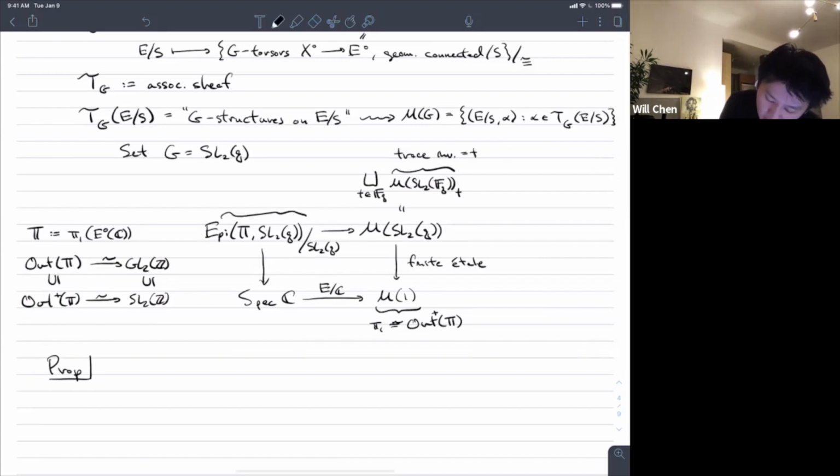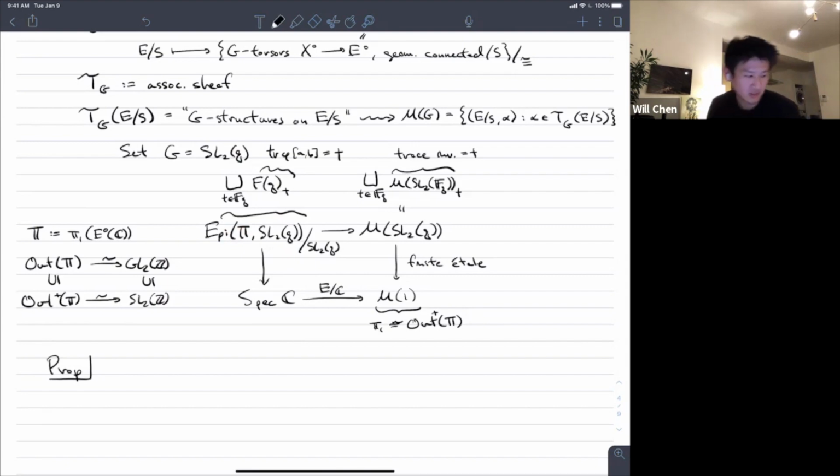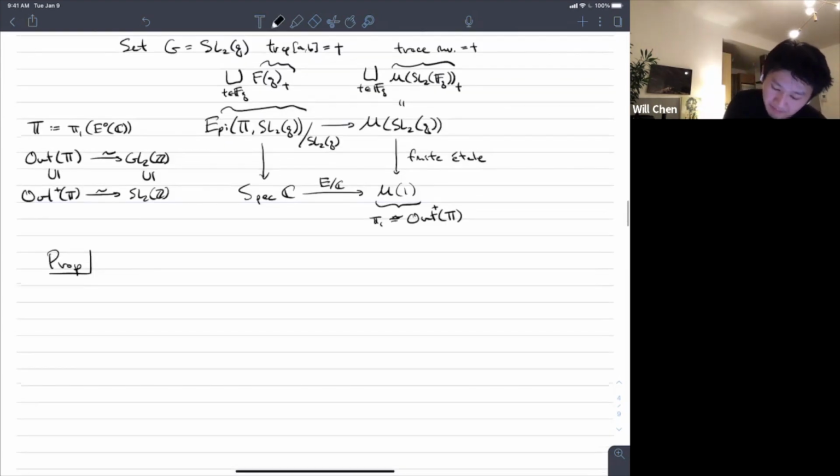And accordingly, there's a similar decomposition of the fiber. This is FQT. And FQT is going to be precisely the set of surjections from pi to SL2Q up to conjugation such that the trace of the image of the commutator is equal to T. Okay. So, and then by Galois theory, you can also see that essentially each of these FQT will be precisely the fiber of each of these stacks over M1.